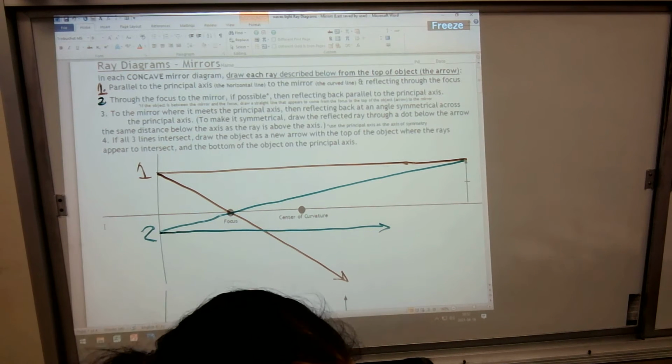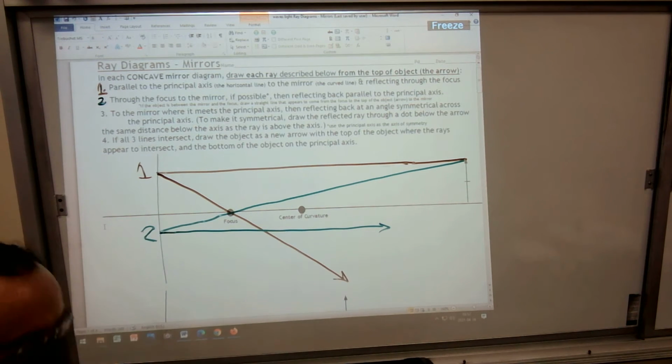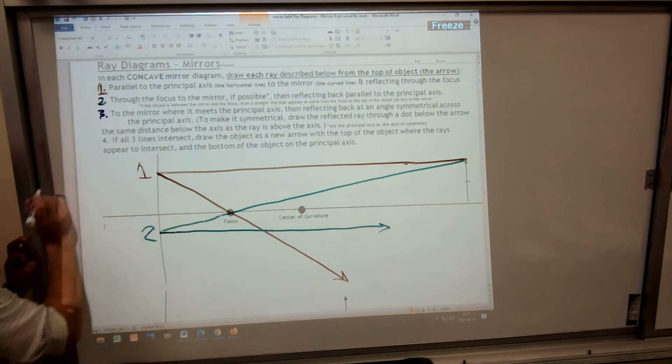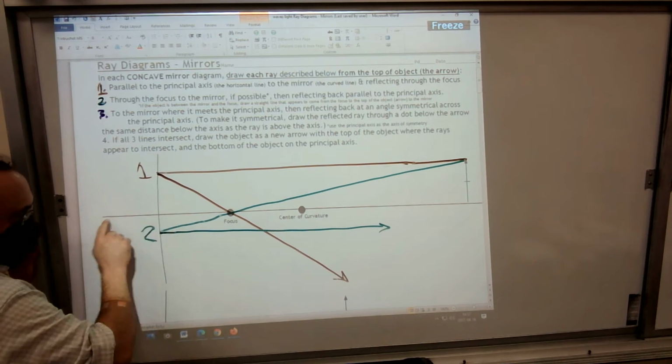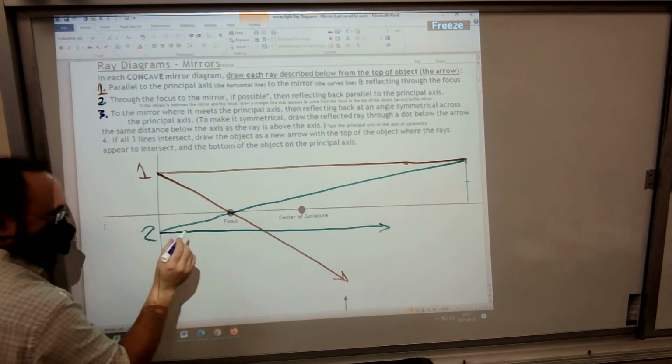Next, number 3. To the mirror where it meets the principal axis. So this is the mirror, this is the principal axis. So we're going to try to go right there.